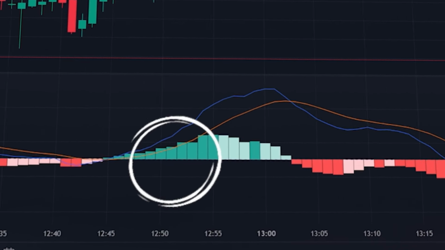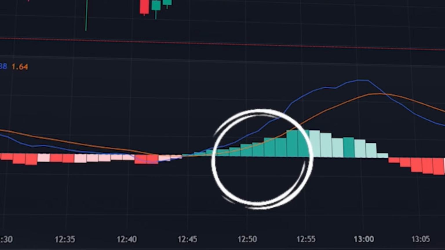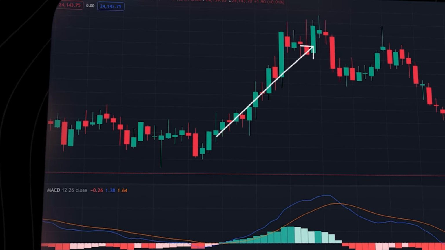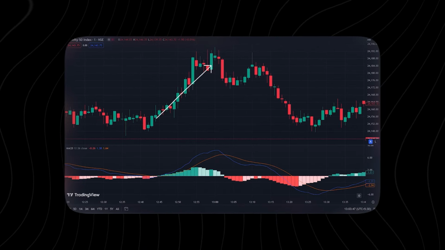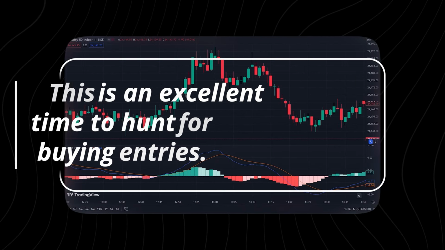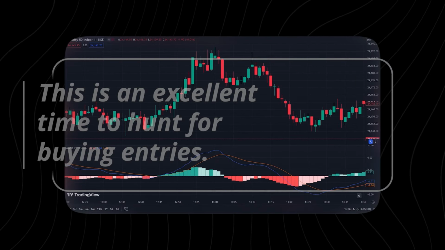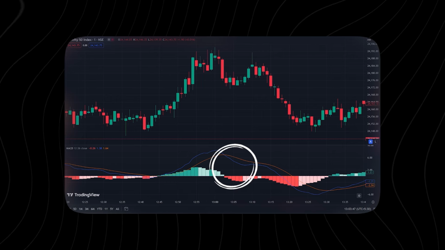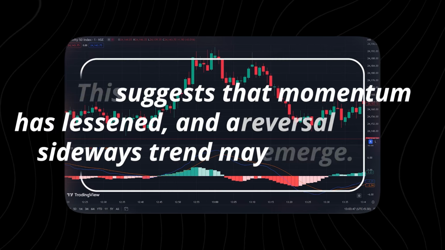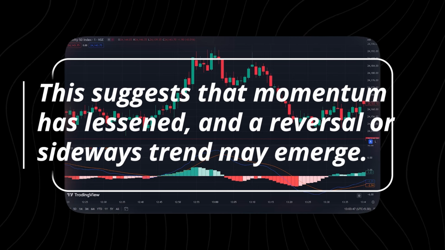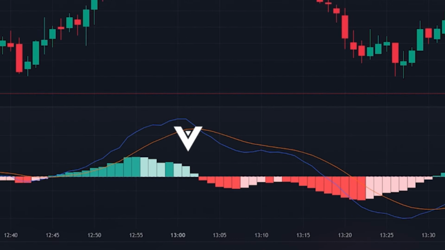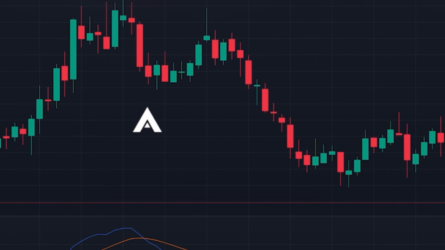When 2 or more dark green bars with a growing histogram appear at the start of an upward advance, it indicates that the upward momentum is strong and increasing. This is an excellent time to hunt for buying entries. When the histogram begins to decline, it's time to close the transaction. This suggests that momentum has lessened and a reversal or sideways trend may emerge. As shown, the shrinking of the histogram corresponds to this sideways range.